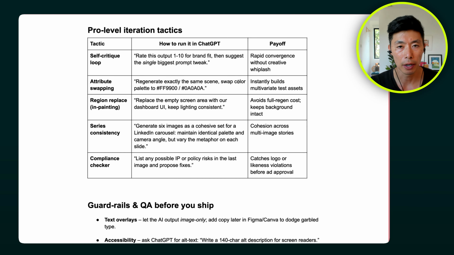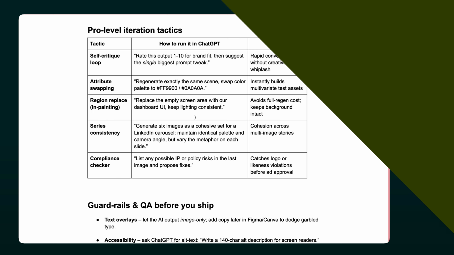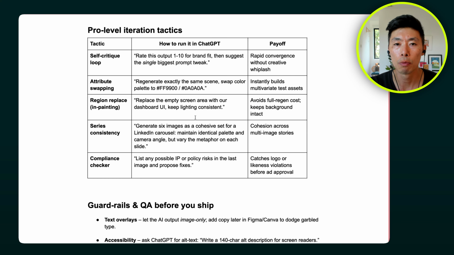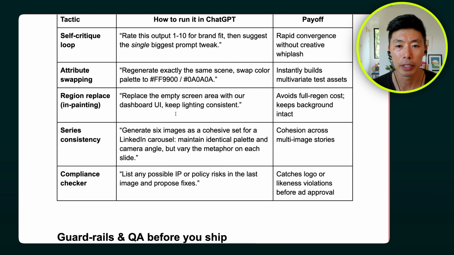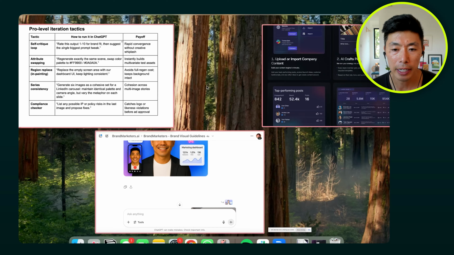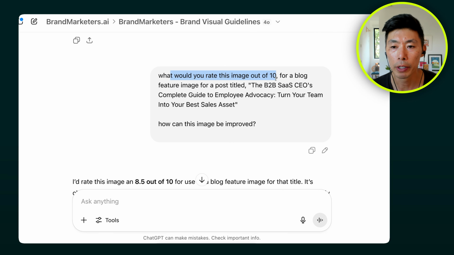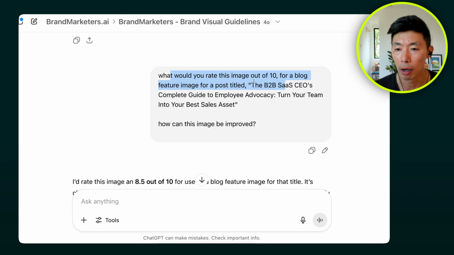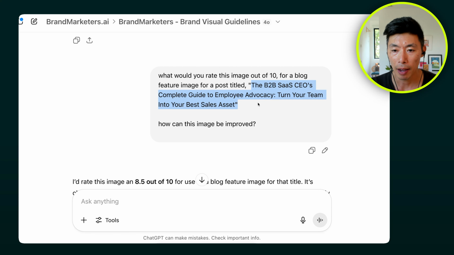So I want to show you another helpful tip, which is getting AI to critique itself. It will give you an output, but maybe there is room that it could be better. That is the self-critique loop, where you rate the output 1 to 10, then improve the image, give me a prompt, improve it, and generate it again. You can see here, what would you rate this image out of 10 for the blog, B2B SaaS CEO's complete guide, and how can it be improved? I'm giving it an opportunity to identify where things aren't as good as they could be, and then an opportunity to improve it.